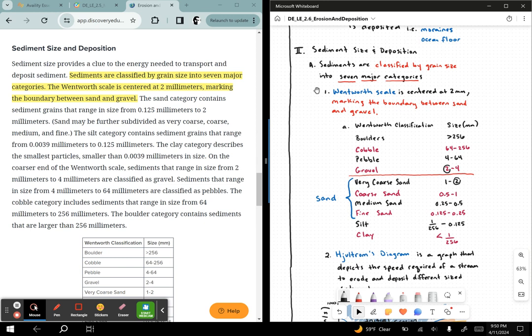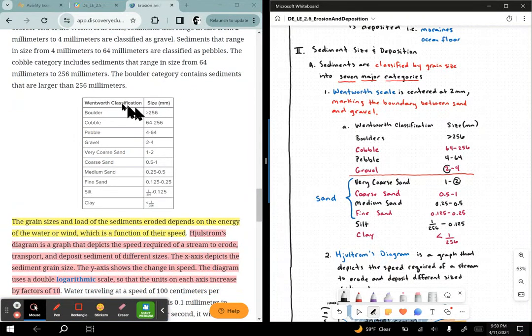There's 7 major categories, and there's a scale that, let's go ahead and take a look at the scale right there in your book. This is called the Wentworth classification system. Okay, so number 1, you can see Wentworth scale.